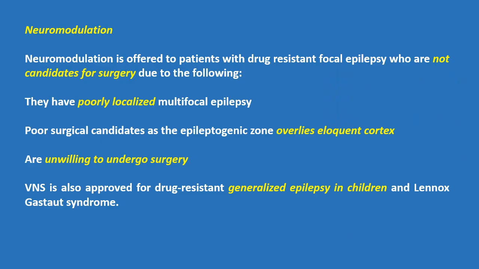Neuromodulation. Neuromodulation is offered to patients with drug-resistant focal epilepsy who are not candidates for surgery due to the following. They have poorly localized multifocal epilepsy. They are poor surgical candidates as the epileptogenic zone overlies eloquent cortex. They are unwilling to undergo surgery. VNS is also approved for drug-resistant generalized epilepsy in children and Lennox-Gastaut syndrome.